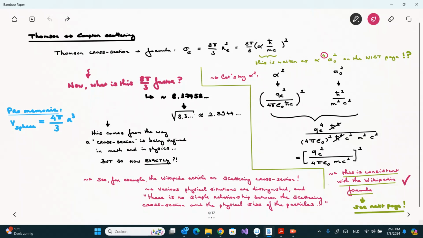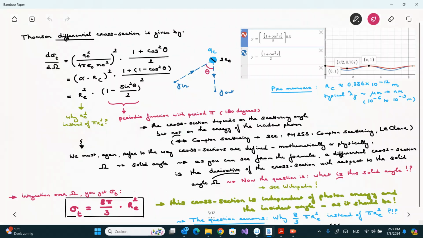And then they conclude. They say basically, well, there's no really simple relationship between a scattering cross-section and the physical size of the particles. But there is a relationship, and they show that for the various physical situations. Now, as it turns out, I looked into the Thomson differential cross-section, and I'm going to talk about the difference between a differential cross-section and the real cross-section, or total cross-section, and you need to integrate this. They give a formula for that, and I'm not going to go too much into it.